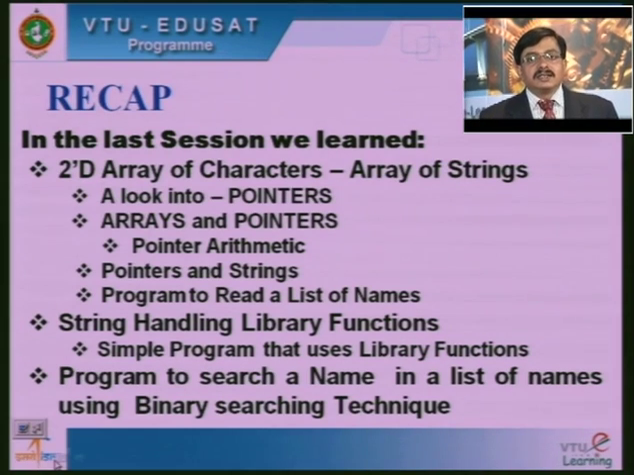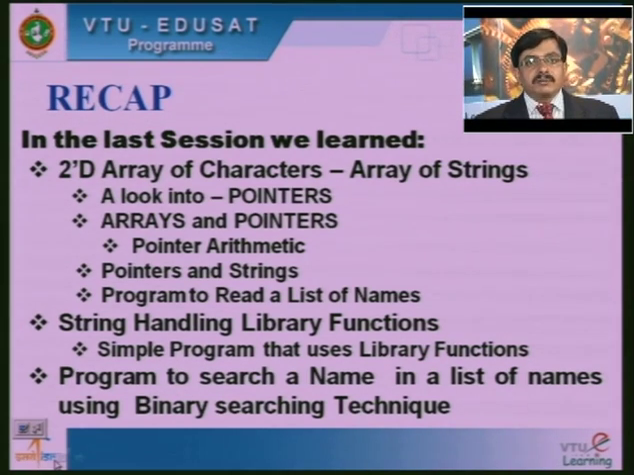C supports certain library functions which are exclusively meant for manipulation and operations on strings. We saw certain programs that make use of the string handling library functions, and also a program to search for a particular name in a list of names using the binary search technique, which is one of your lab exercise programs. We saw how to program that and how to find a particular name in a given list of names. Here the names have to be in sorted order. The input we take in this program should be in sorted, alphabetical order only, because we are performing the binary searching technique, and binary search works only on a sorted list of elements.